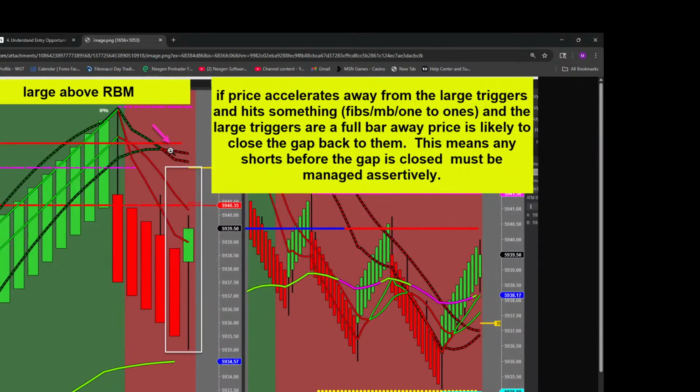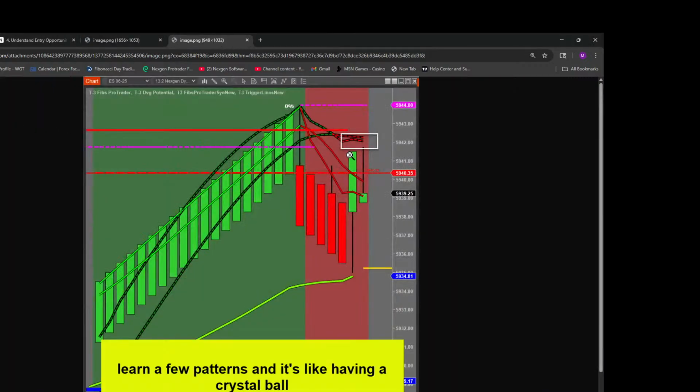And I said, if price accelerates away from these triggers, guys, hits a midband, hits a fib, it's more likely to close the gap back to the triggers. This is what we call the gap theory. And because I understand that pattern, I put this one up. It's like having a crystal ball. I didn't know that it was going to go up there, but I knew that because of the pattern, it was more likely to go up there.